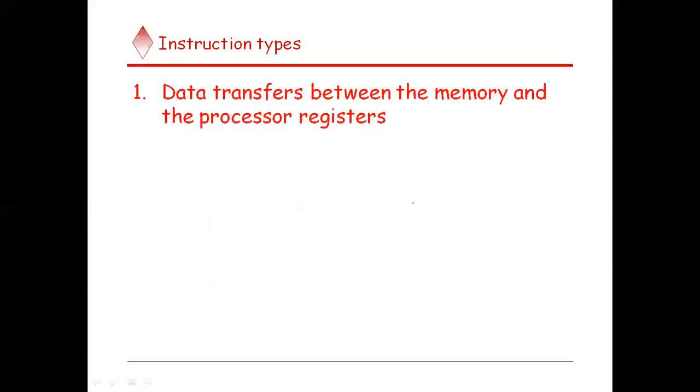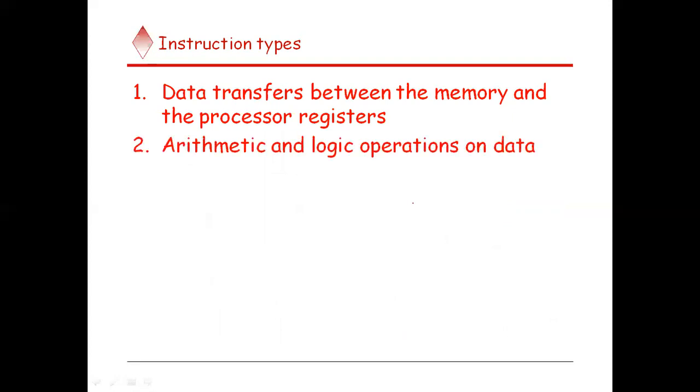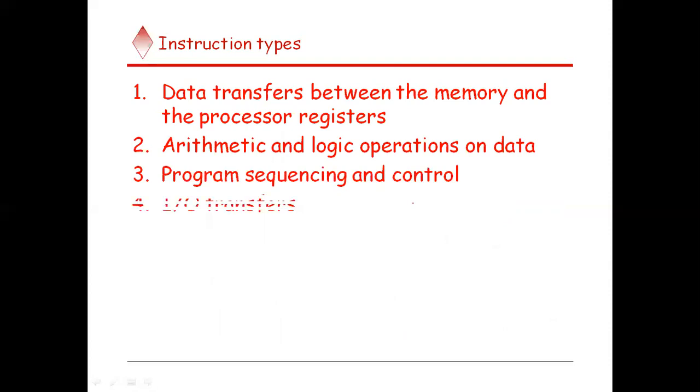Next, we are mentioning what the instruction types are. Based on the application, we can have different types: data transfer between memory and processor register, arithmetic or logical operation, program sequencing and control, and the last one is IO transfer. In the remaining part of the second chapter, we are discussing only these four types of operations.